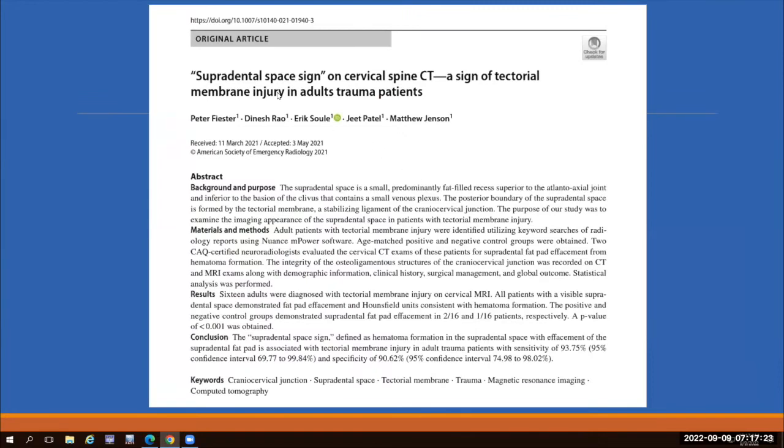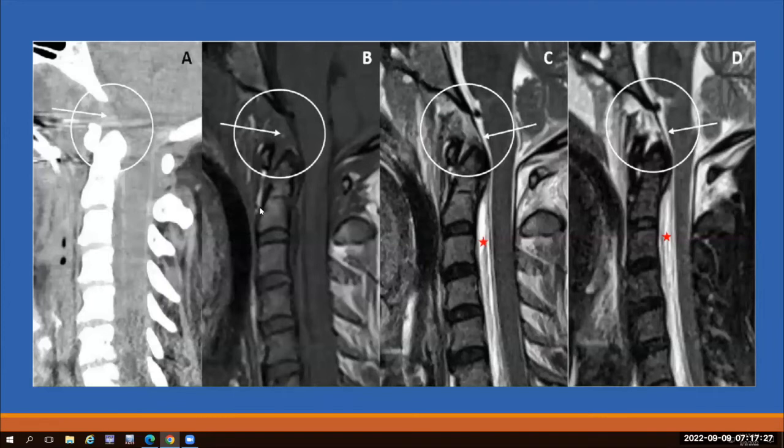Now, we looked at this space specifically in patients who had tectorial membrane injuries. What we found was that patients who have a tectorial membrane tear, which is the ligament that goes right posterior to this space, get hematomas in this space. You can see that the little fat pad we just saw is now gone. When we look at the T1 and T2 weighted imaging, there's no clean fat. The fat is gone on the T1 and looks indistinct on T2, and the patient has this tectorial membrane injury here, and of course a lot of other craniocervical junction ligament injuries too.